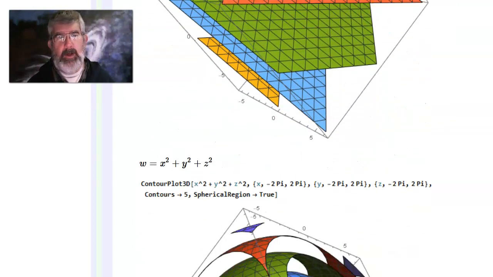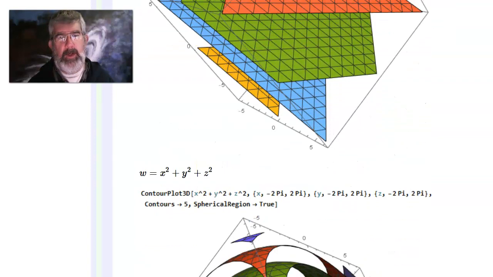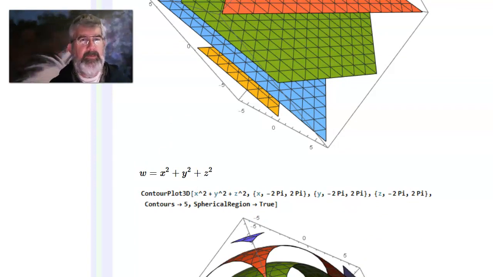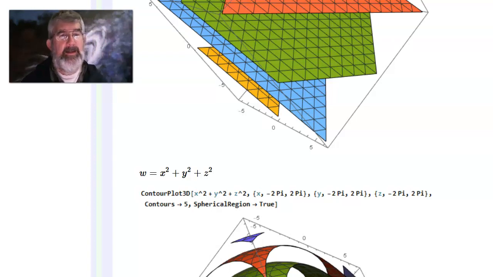How about w equals x squared plus y squared plus z squared? This is like a hyperparaboloid, right? If it was just w equals x squared, in the plane, you would have a parabola. If you had w equals x squared plus y squared in space, you've got a paraboloid, right? You take a parabola and spin it around its axis of symmetry.